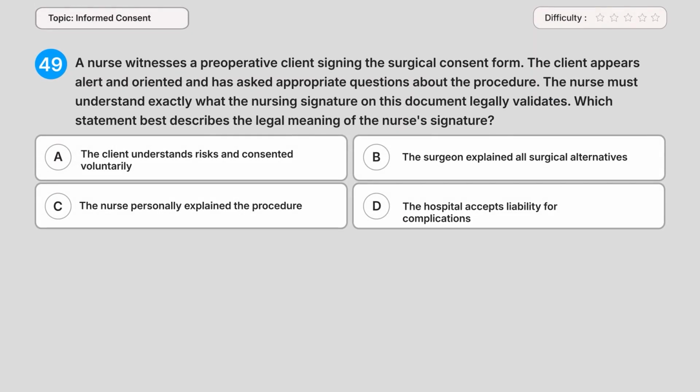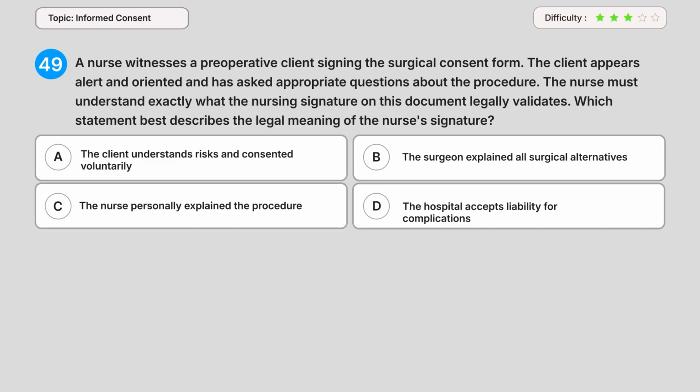49. A nurse witnesses a preoperative client signing the surgical consent form. The client appears alert and oriented and has asked appropriate questions about the procedure. The nurse must understand exactly what the nursing signature on this document legally validates. Which statement best describes the legal meaning of the nurse's signature?